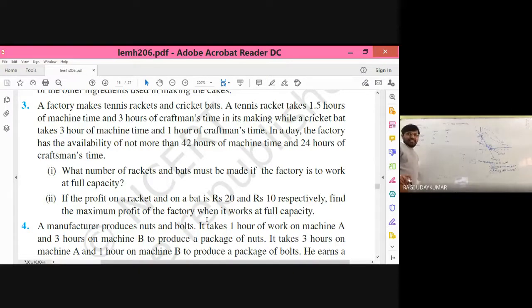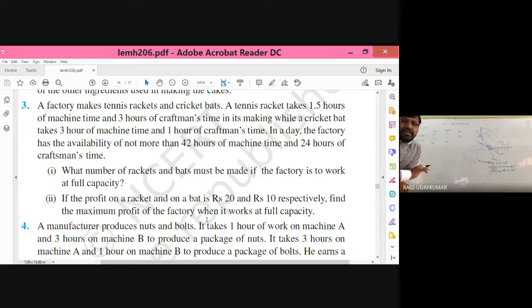Can you say how it is possible? 42 hours. And here the profit is given: 20 rupees on a racket, 10 rupees on a cricket bat. So find the maximum profit. The first question is given to you: what number of rackets and bats must be made if the factory is to work at full capacity?